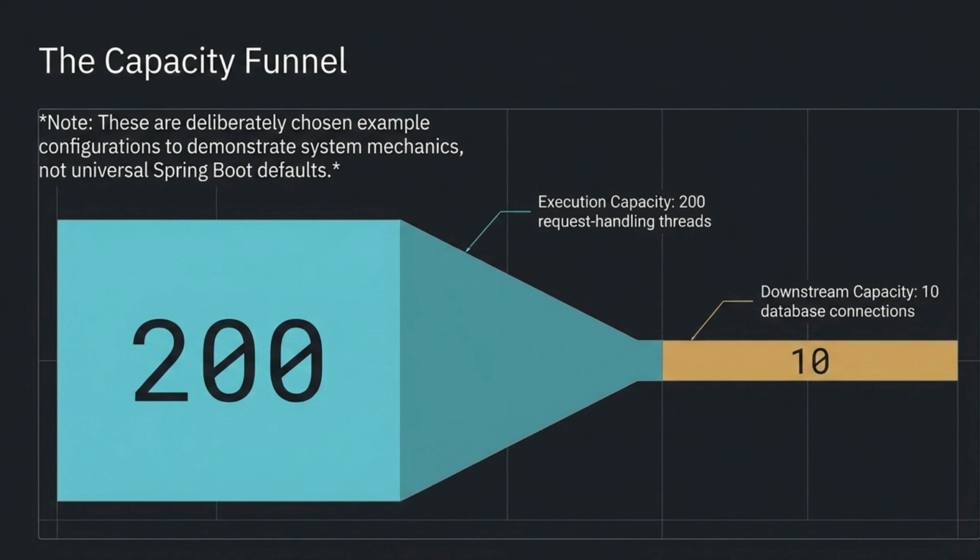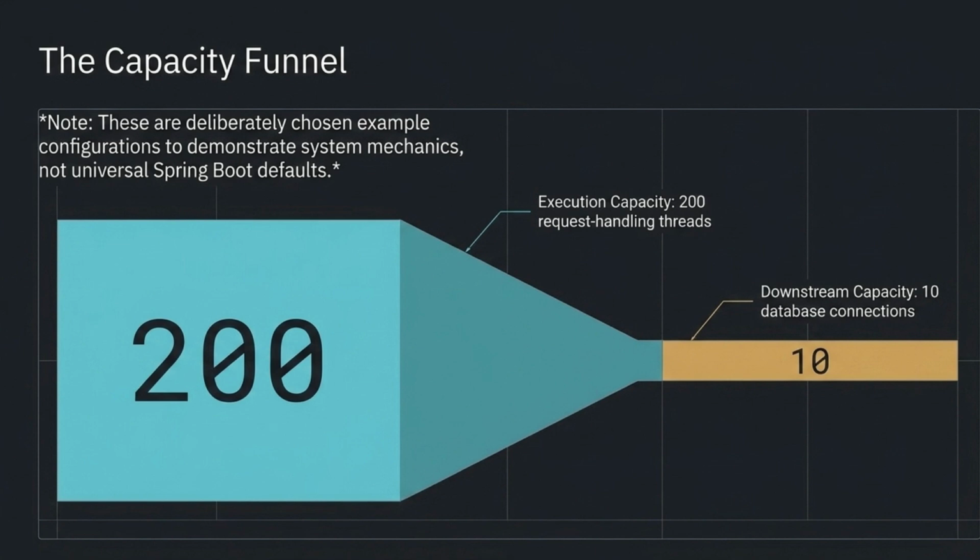So we should probably put a quick disclaimer on that, right? Oh, yeah, definitely. I should clarify for anyone listening that 200 threads and 10 connections aren't universal mandatory defaults for every system out there. Right. It depends on your setup. Exactly. Your specific framework, your cloud infrastructure, the nature of your workload, all of that will dictate your actual config. But for the sake of this deep dive, we're using 200 and 10.